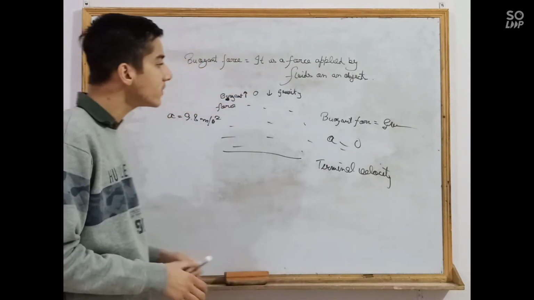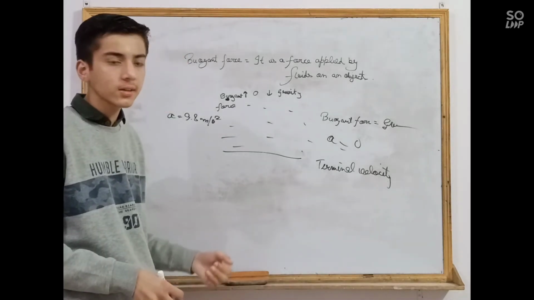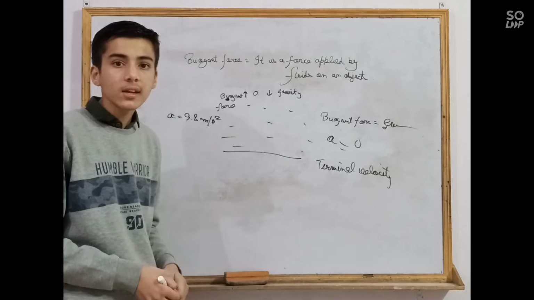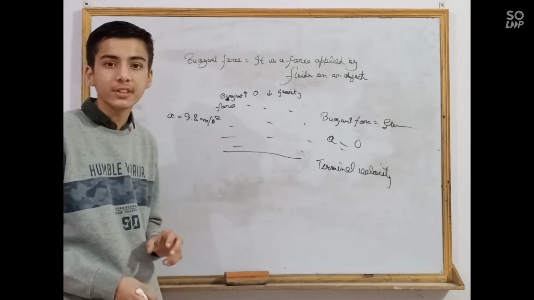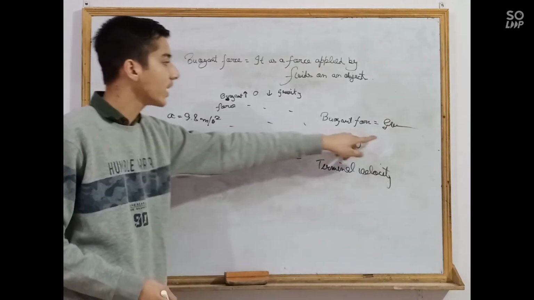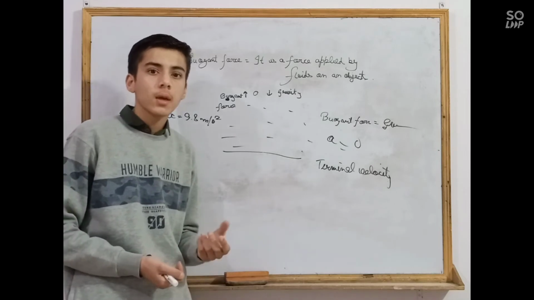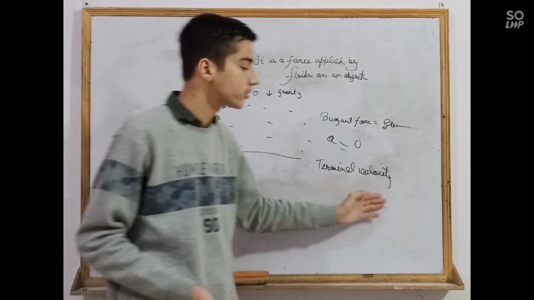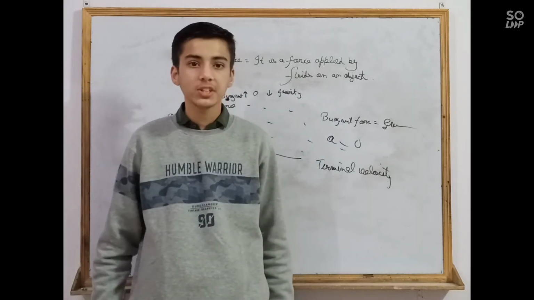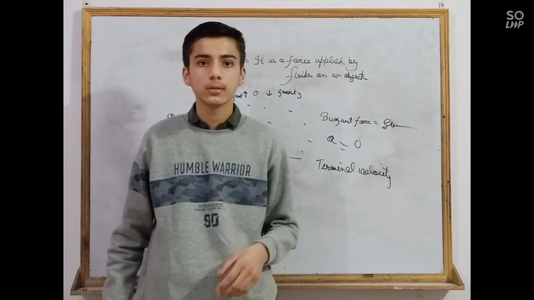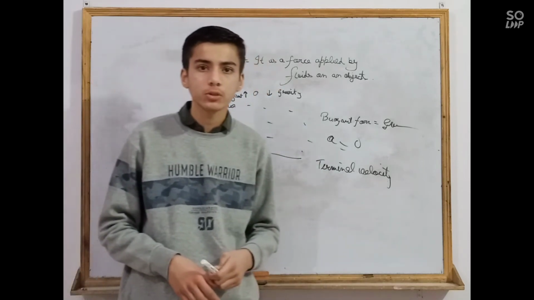And in definition we can say that terminal velocity is a velocity which a falling object eventually reaches when the buoyant force becomes equal to the gravitational force. Every object has some terminal velocity. Even the human body has a terminal velocity which we reach when we are skydiving. Then we usually reach terminal velocity.